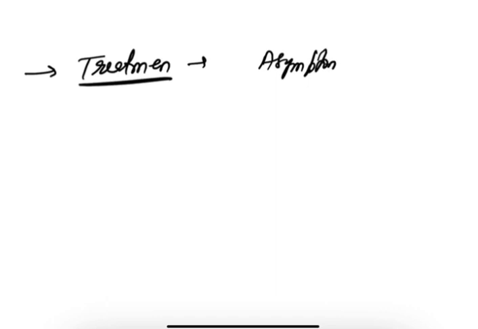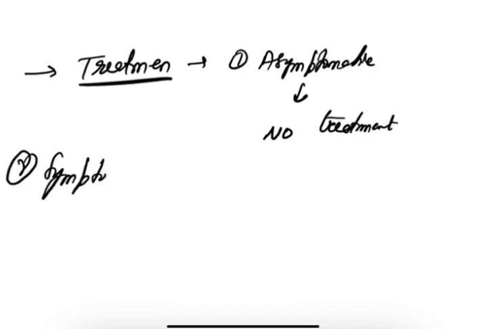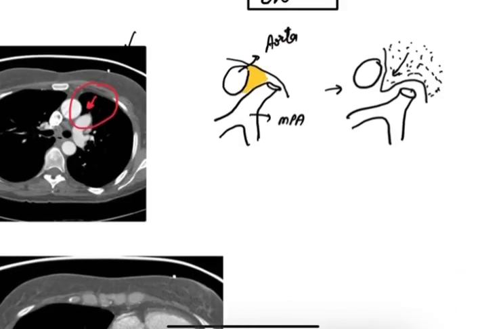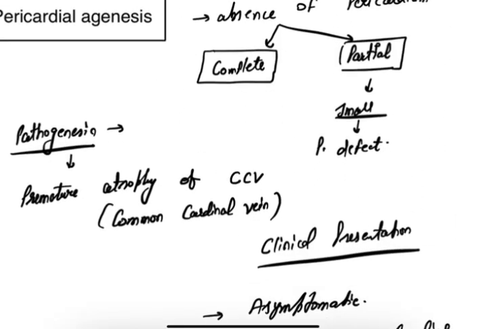Okay, so what is the treatment? Patients who are asymptomatic require no treatment, but patients who are symptomatic can benefit from pericardioplasty. So this was our today's topic, that is pericardial agenesis.